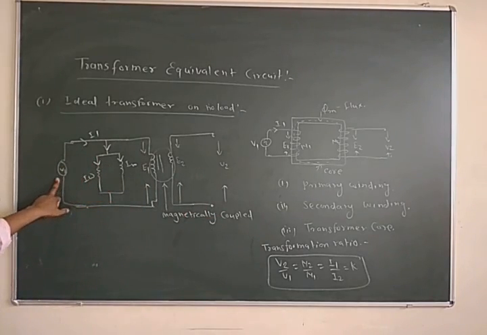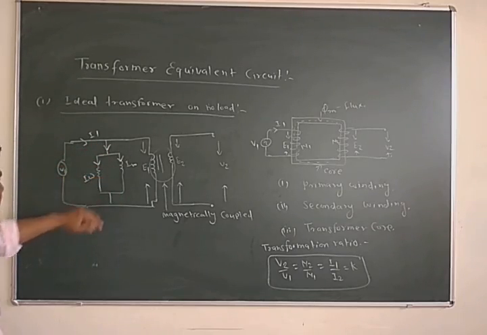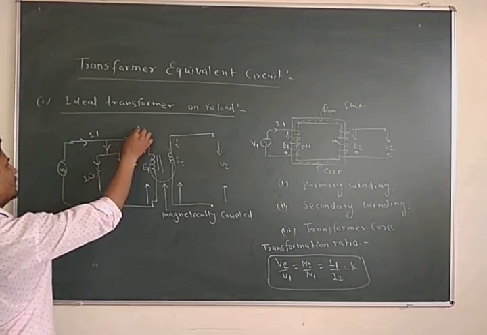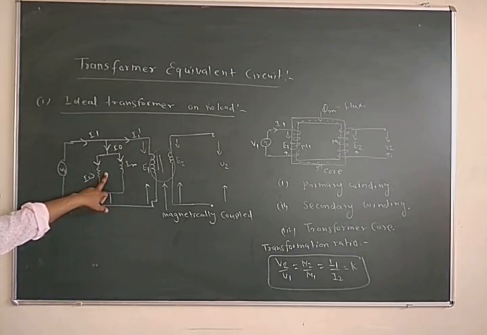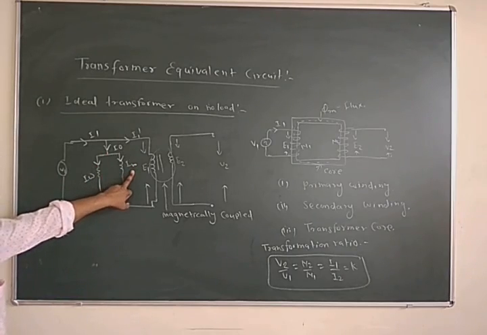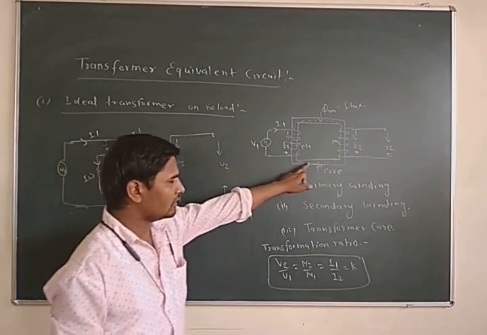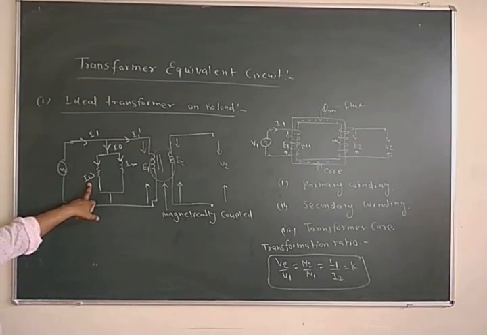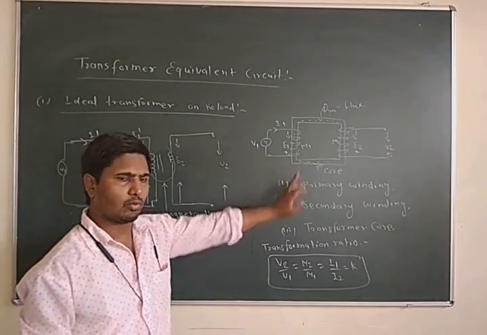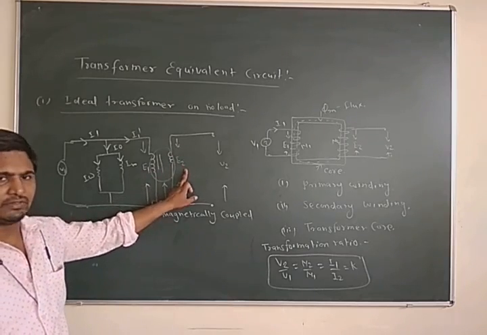Here the input voltage is V1 and the current is I1. This current is the sum of I1 dash plus I0, and I0 also has two components: one is IW and the second is IM. IM is the magnetizing current, which is required to set up magnetic flux in the core. The second is IW, which is the working component or loss component in the transformer core. Similarly, the induced EMF in the primary is E1, and in the secondary it is E2.